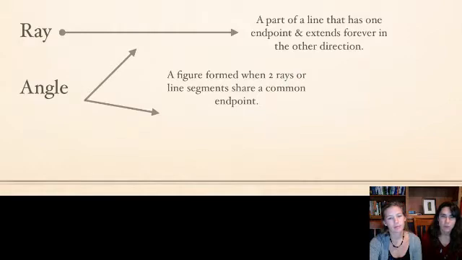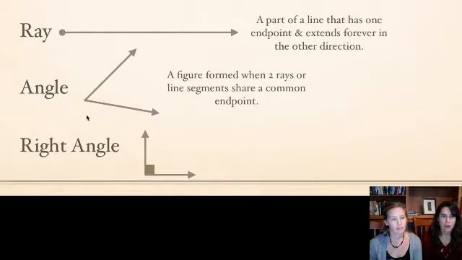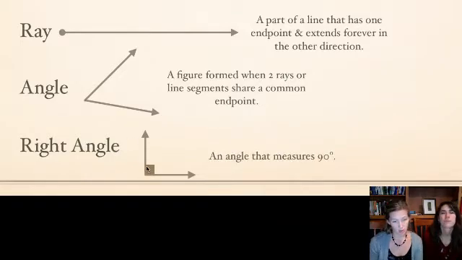A figure formed when two rays or line segments share a common endpoint, and so you'll notice they meet up at that endpoint there, also called a vertex. We'll talk about that in the future. And the next one is a right angle, and this should not be anything new to you. You have seen this before, but a right angle is just any angle that measures 90 degrees. And you'll notice this little square down here in the corner; that is a lot of times how they will show a right angle, and if you see that, you can automatically know it measures 90 degrees.